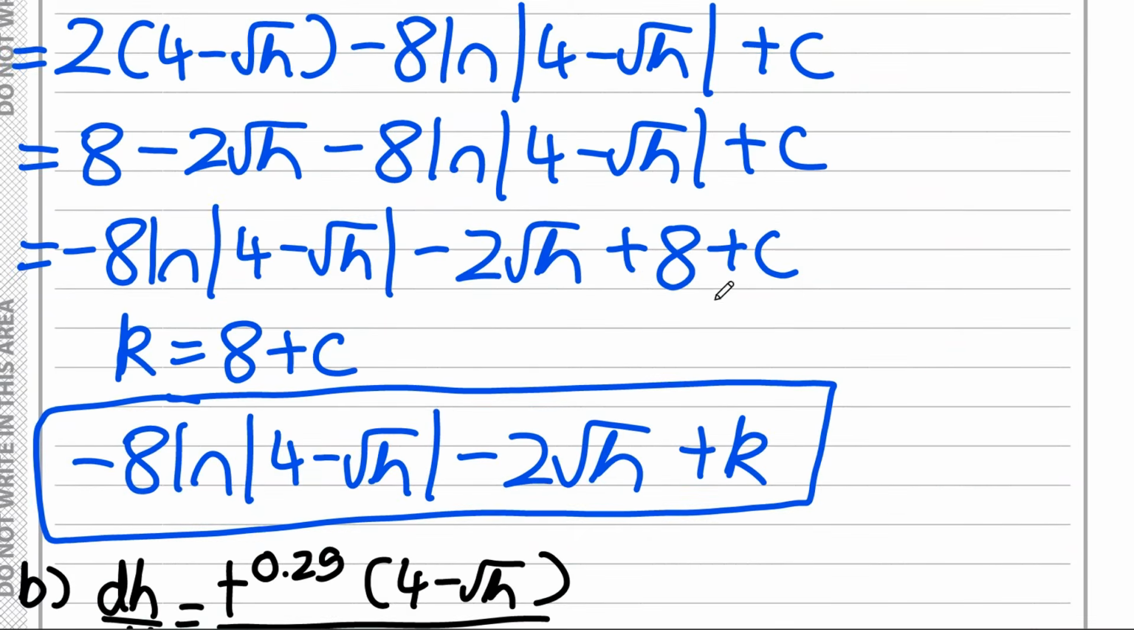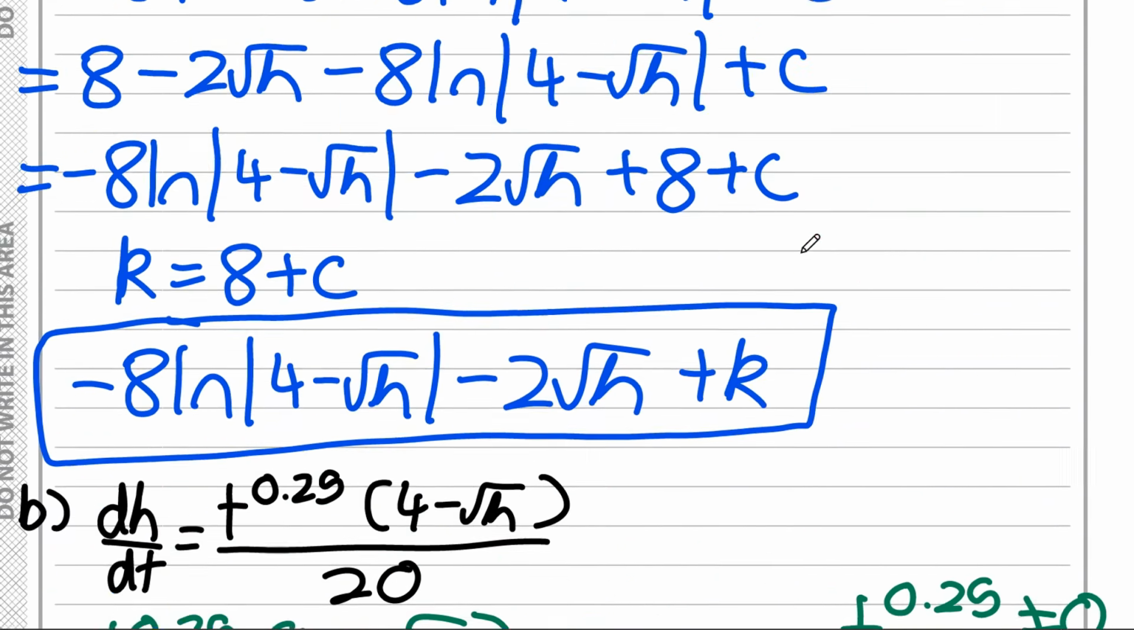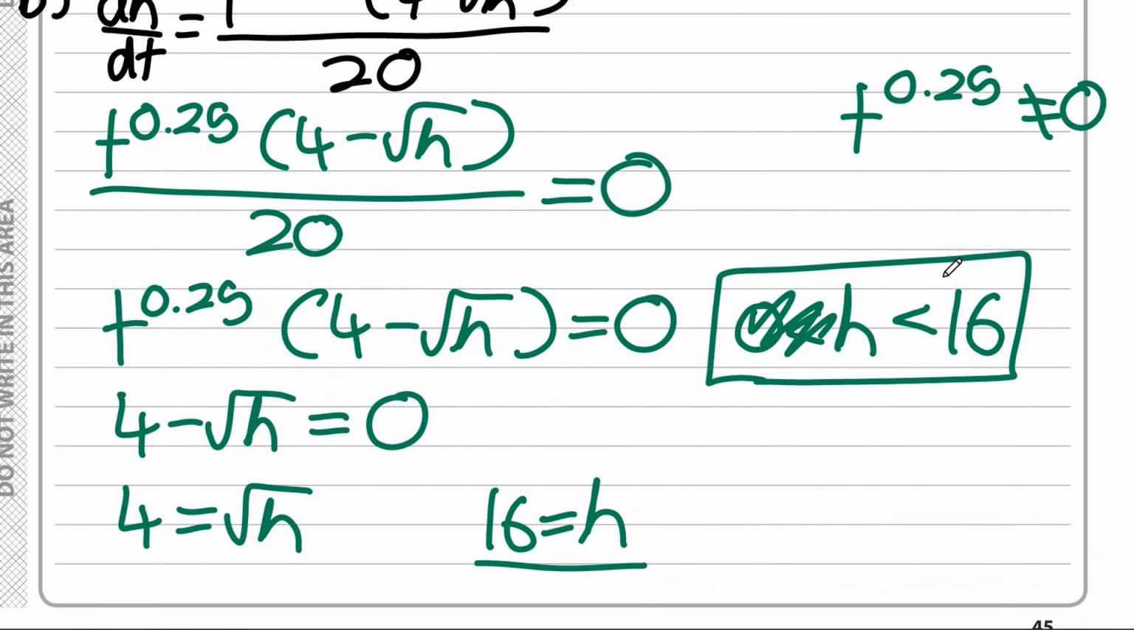I think that rather than talking about range, the question should just be find the maximum height of the tree, which is equal to 16. Just as well, the mark scheme doesn't care about the inequality sign here, whether you give this one or this one here. They'll give you the marks either way.